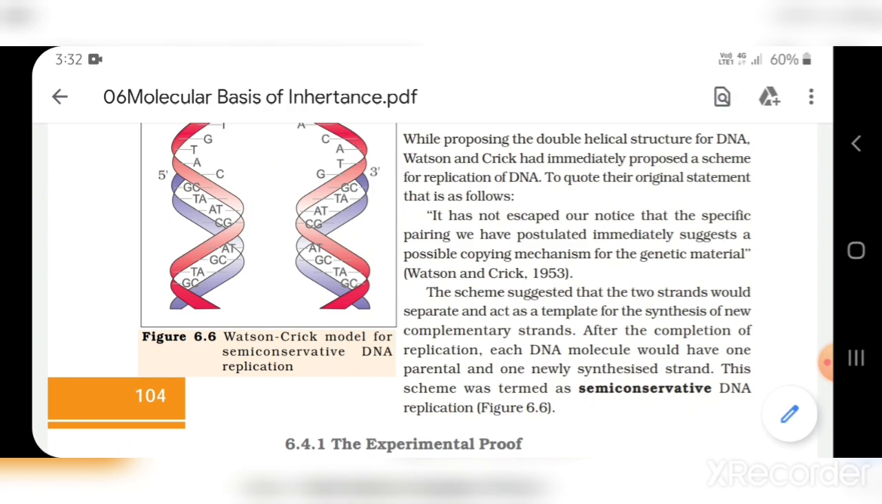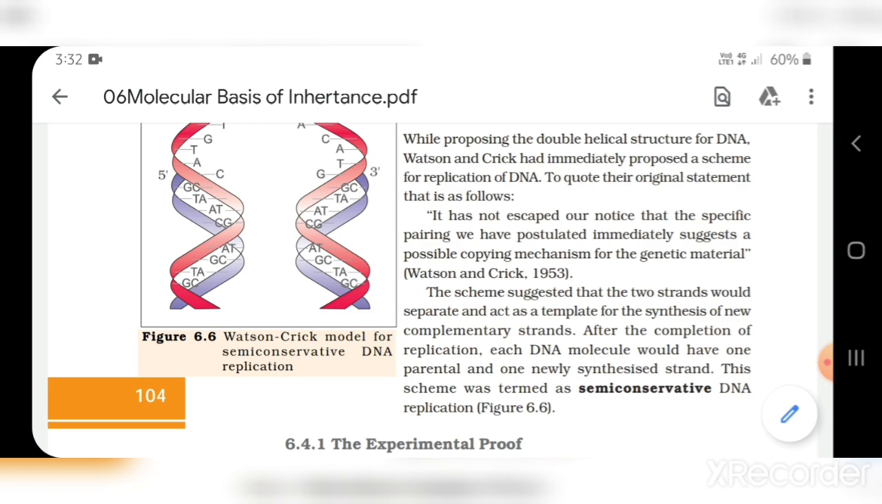Before we start, what does replication actually mean? Replication means producing its own copy, the same copy, exactly a look-alike. So what is replication of DNA? DNA is a hereditary material which can produce its copy on its own.